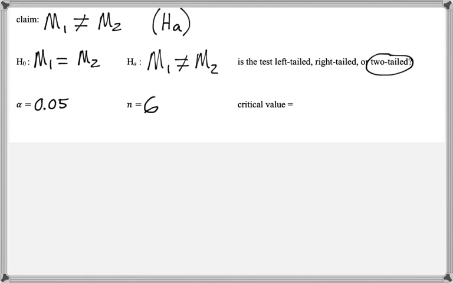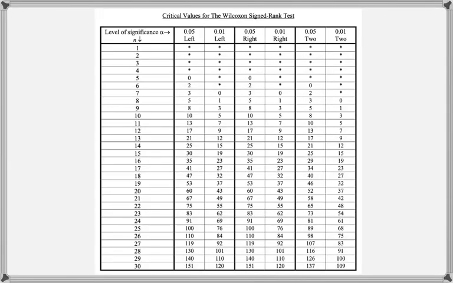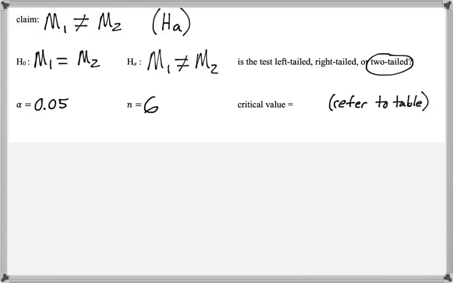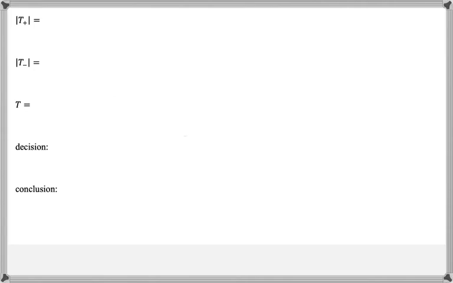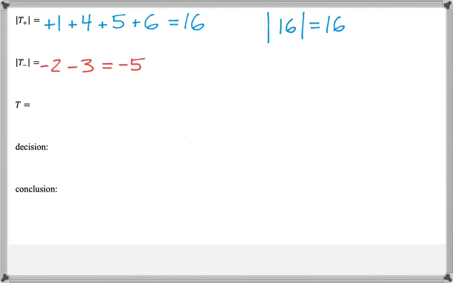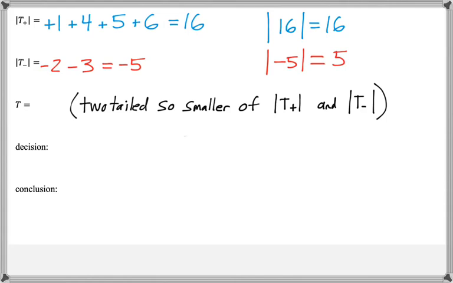And to find the critical value, let's look at the table. So the critical value is 0. To find T+, we add up the positive ranks and then take the absolute value to get 16. To find T-, we add up the negative ranks and then take the absolute value to get 5. Now, because this is a two-tailed test, we want the smaller of T+ and T-. So in this case, it's going to be 5.